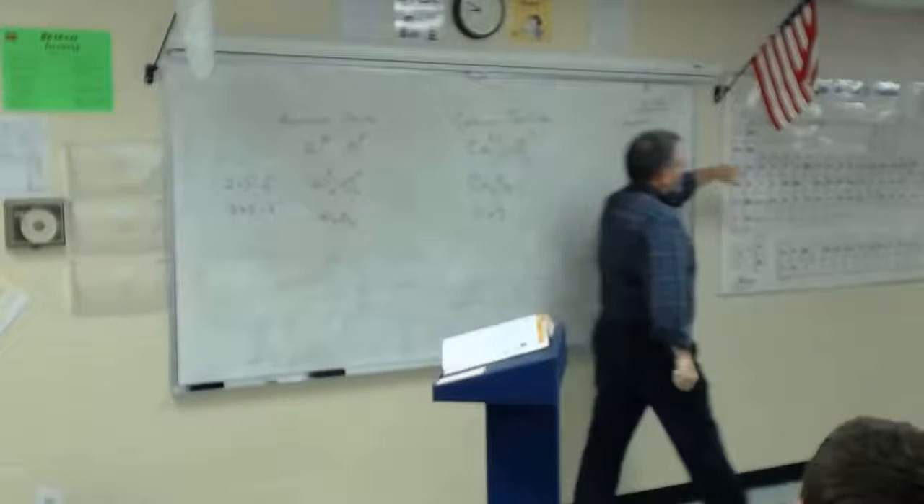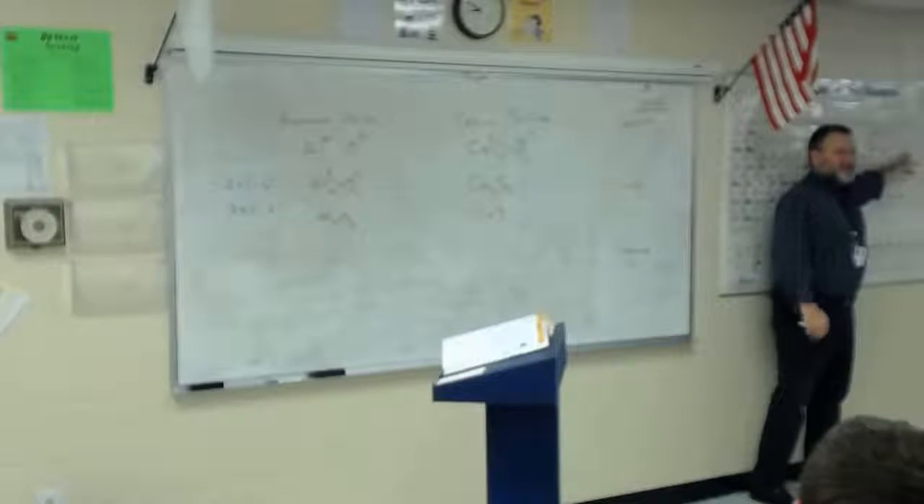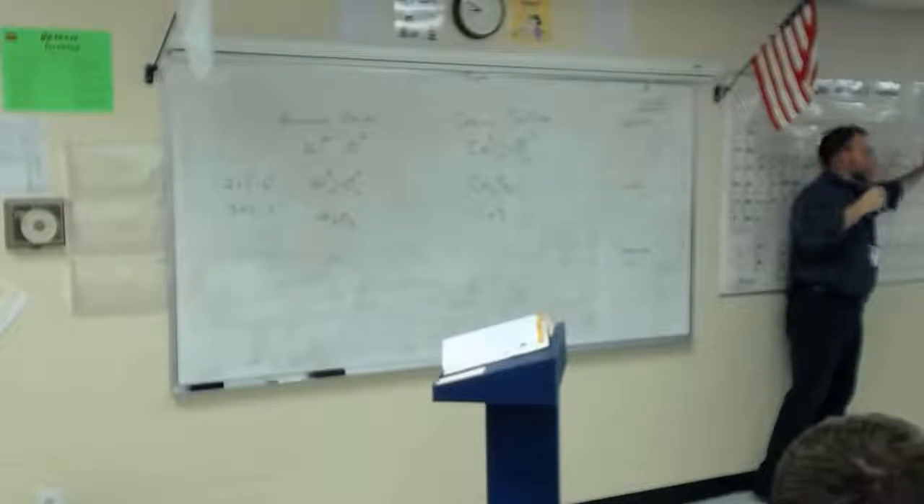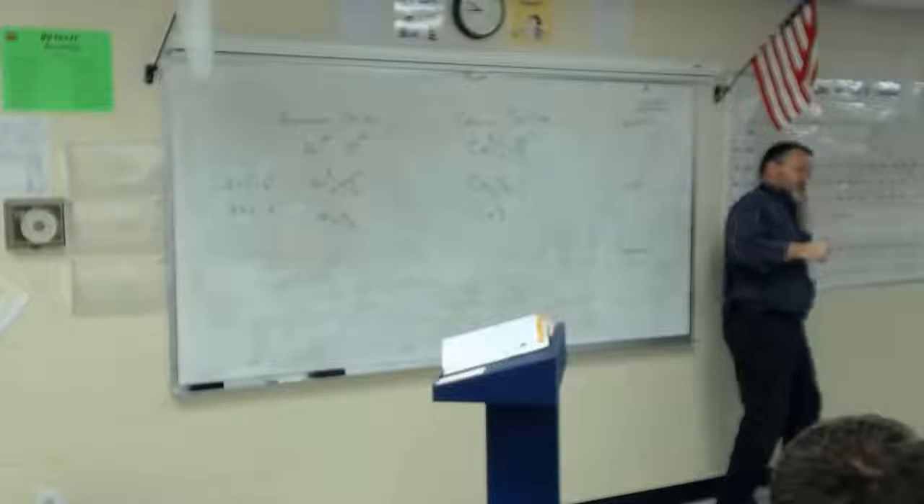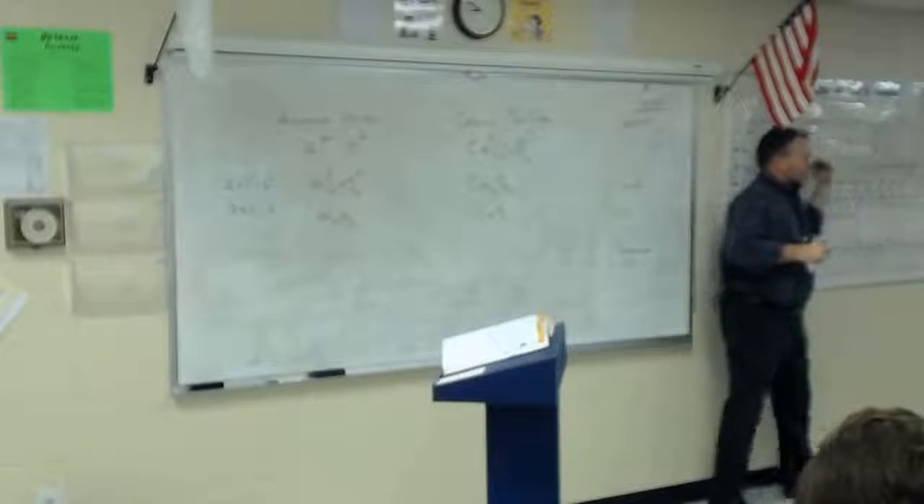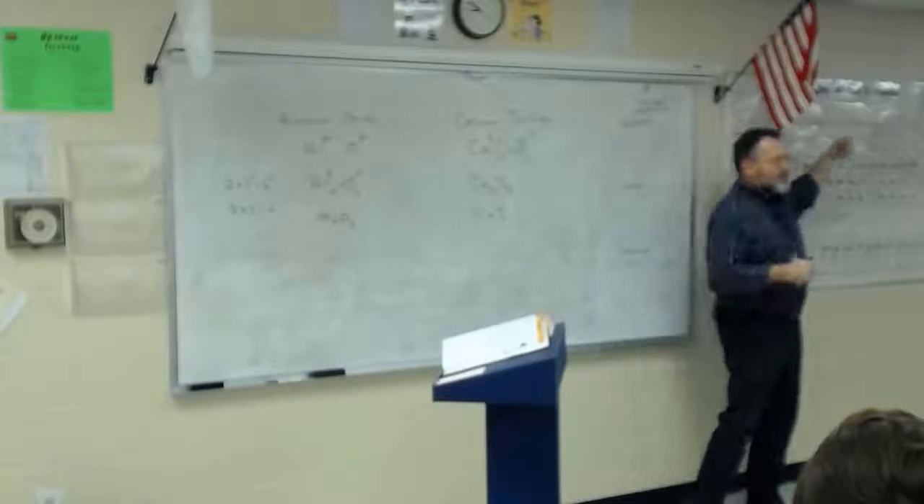S over here is a column 6 element, 6A. It has 6 valence electrons. It wants to go get 2 more, so it has 8 to complete the octet rule. The nonmetals over here, on this side of the jagged line, want to get electrons. The metals on this side want to give electrons. So getting electrons, giving electrons. Calcium wants to give 2, sulfur wants to get 2.